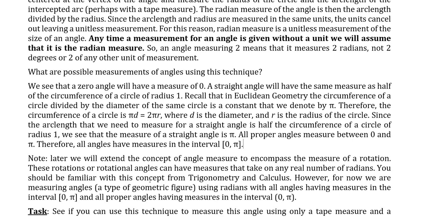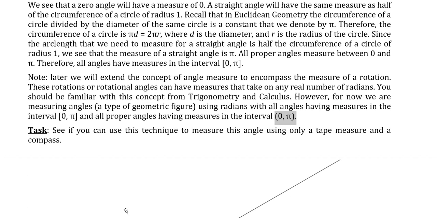Okay. Now later on, we'll extend the concept of angle measure to encompass measures of a rotation. These rotational angles will end up having measures that can take on any real number of radians. You should probably be already familiar with this concept from your trigonometry and calculus classes, or maybe even your high school geometry classes. But for now, we're measuring angles, which are a type of geometric figure, using radians, with all angles having measures in the interval from 0 to pi inclusive, and proper angles between 0 and pi exclusive.